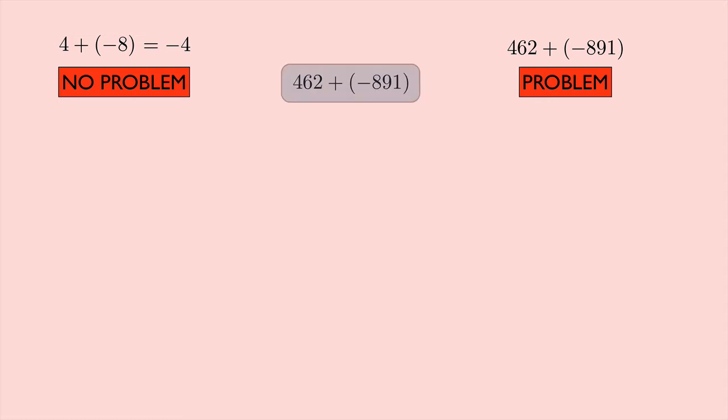462 plus -891. So I'm going to draw a number line, but I'm not going to draw any tick marks, because if I were going to draw tick marks for 462 and -891, I would need a very big number line. So with this number line, I'm just going to label an origin, and I'm going to imagine where I might be approximately on this number line.